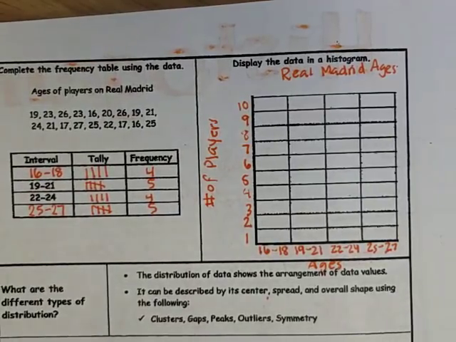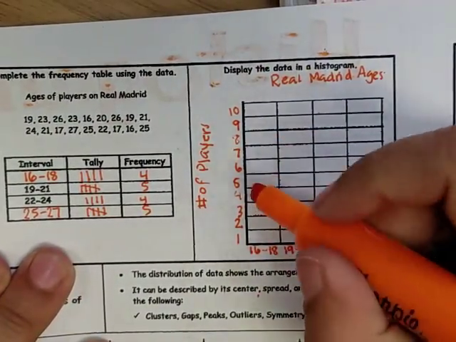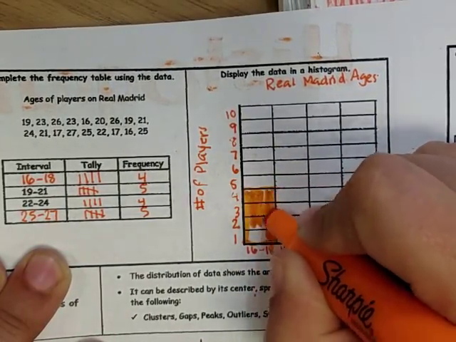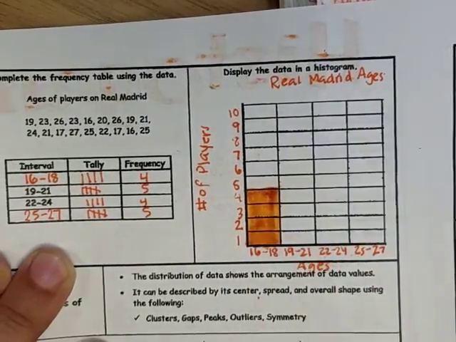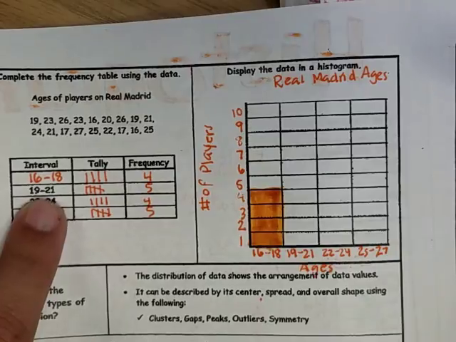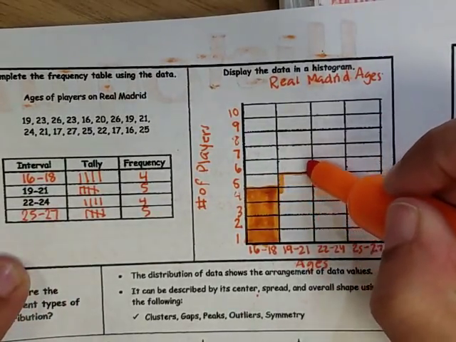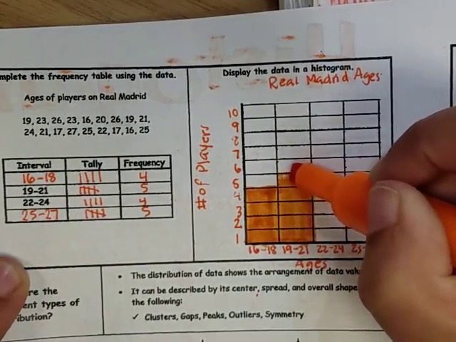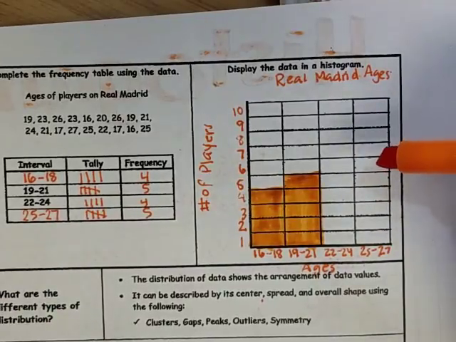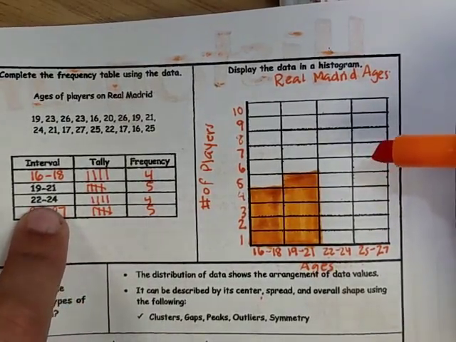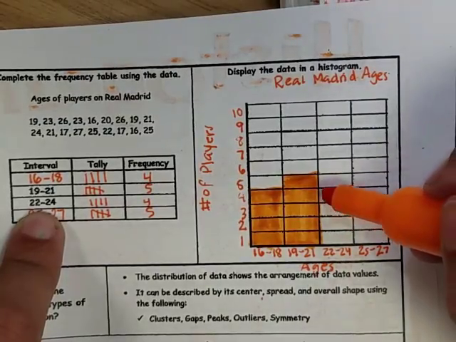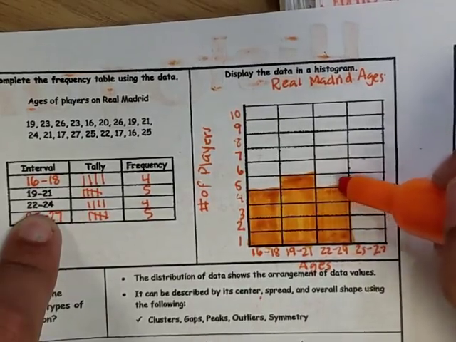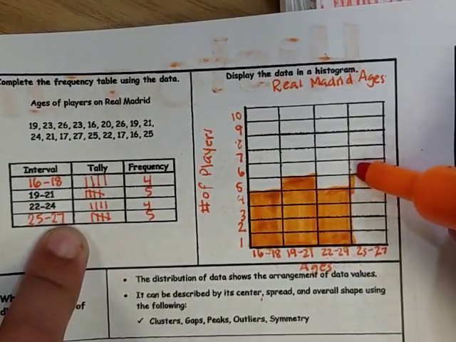So our 16 to 18 group, there were only 4 people, so we're going to color in the first 4 bars right here. The next grouping was 19 to 21 years of age, and there were 5 people in that group, so we're going to do 5 bars. This is where the highlighter is really useful because it fills it in pretty nicely. And then you have your age group 22 to 24 years of age, and there were 4 people in that group. And then you had your last group, which was, again, 5 people.